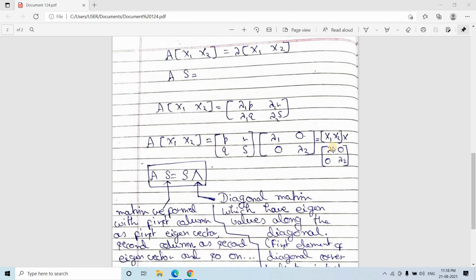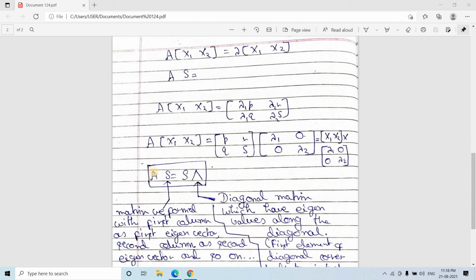Okay, so this particular matrix we can give a symbol, and this x1 x2, the matrix we get by putting the eigenvectors as columns, let us consider as S. That time we can write the same equation as AS equals S lambda, this bigger lambda. Okay, this is a very important equation.